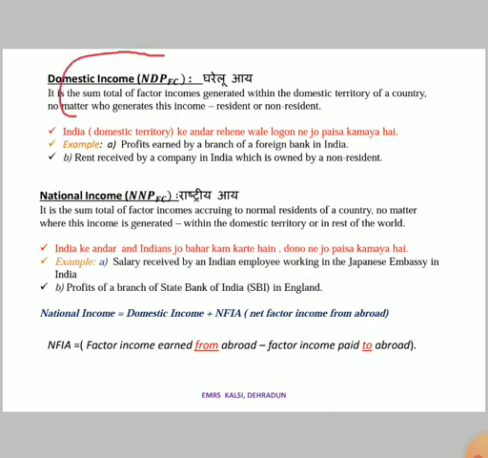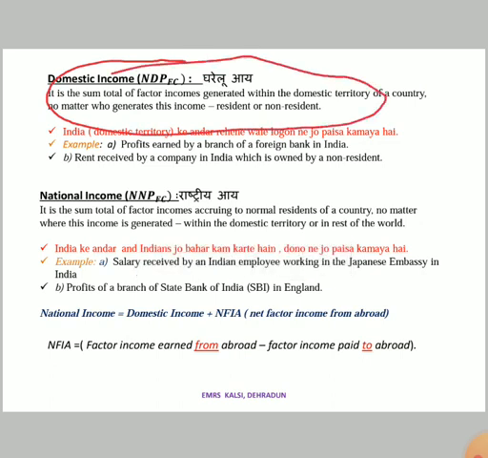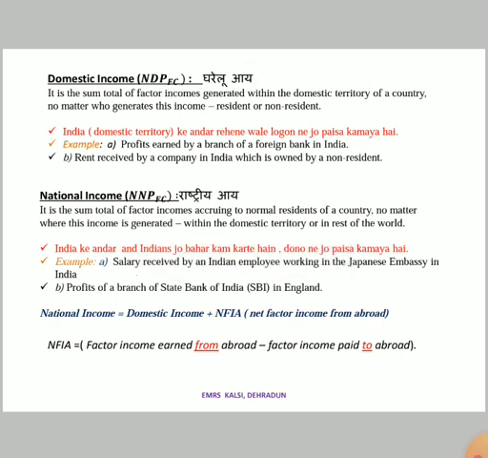It is the sum total of factor income. Remember, factor income generated within the domestic territory of a country, and no matter who generates this income, whether it is a resident or non-resident, doesn't matter. If domestic income is generated within India, it doesn't matter whether an Indian is earning that money or a foreigner is earning, but that income is earned within the domestic territory of India.